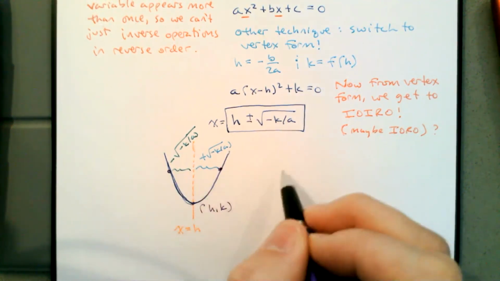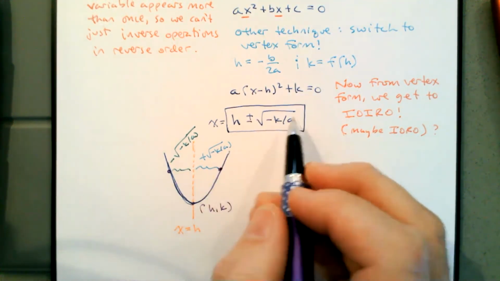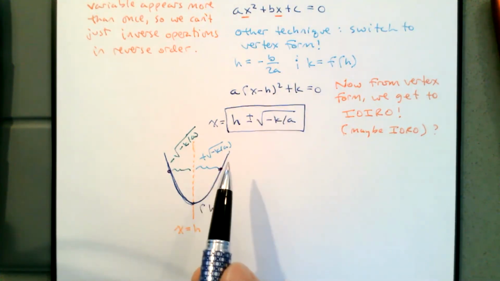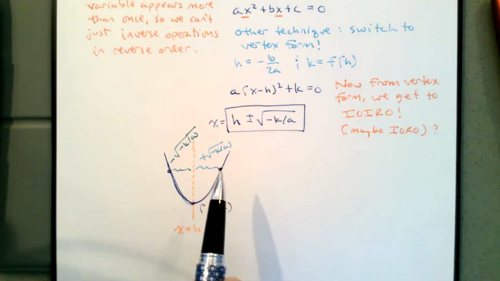But if k is positive and a is positive, then we're doing the square root of a negative, and that means the vertex is above the x-axis and the parabola opens up, which means we'll have no real solutions.